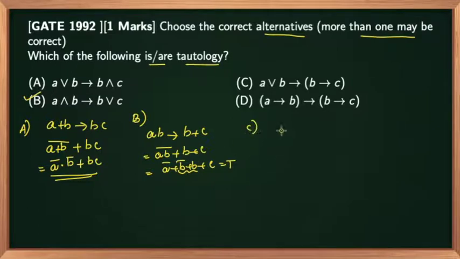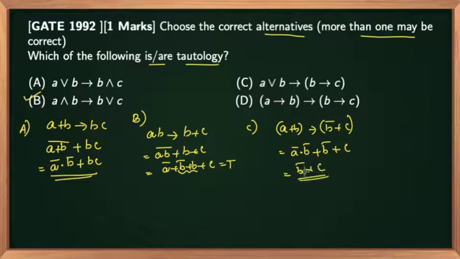Let's see C. We have (A plus B) implies (B implies C), which is B bar plus C, right? So that will be equal to A bar into B bar plus B bar plus C. So that's equal to B bar plus C. This is also not a tautology.